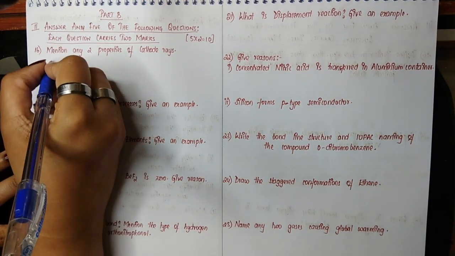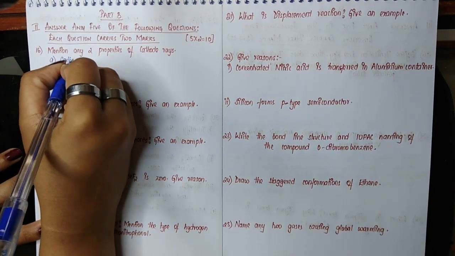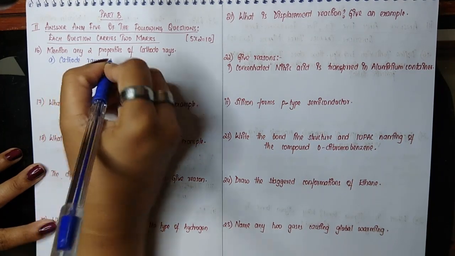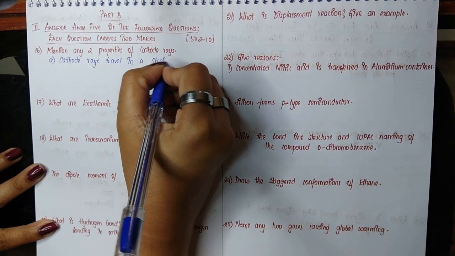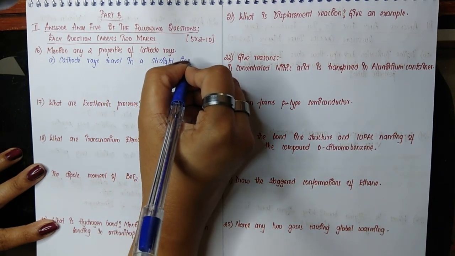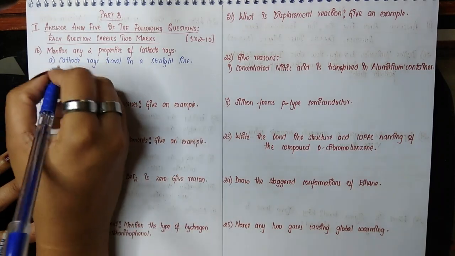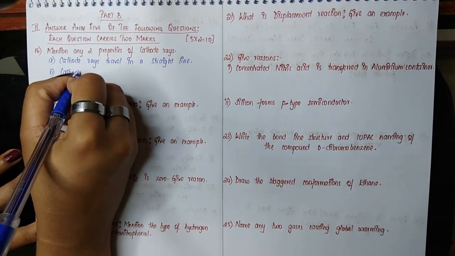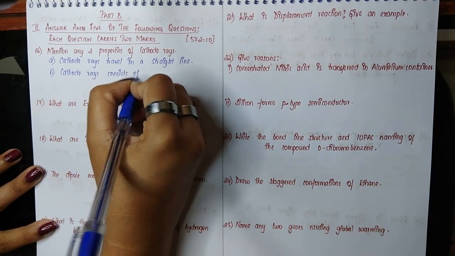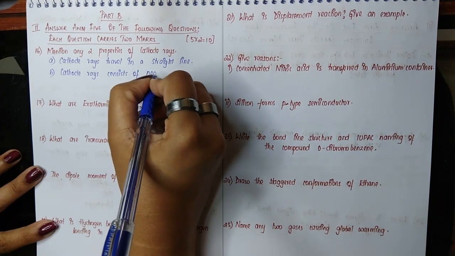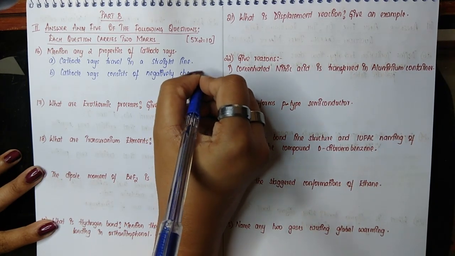So here we can write 2 points. The first point is cathode rays travel in a straight line. So that's point number 1. Our second point is cathode rays consist of negatively charged particles.